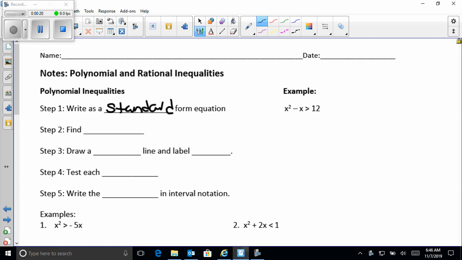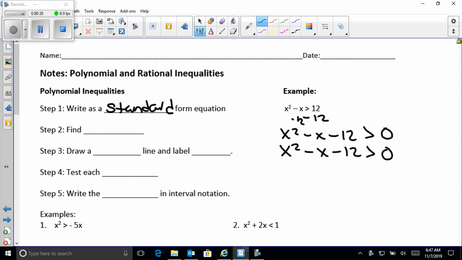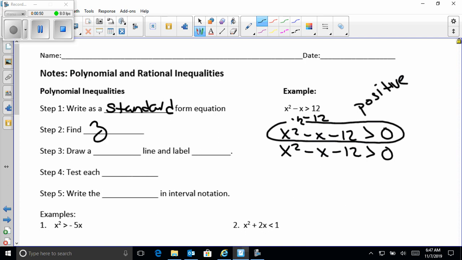So I'm going to work this problem at the same time. Minus 12. So we have x squared minus x minus 12 is greater than 0. Now, to work the problem out, I'm just going to think of it as an equation, but when I go to looking at the intervals, I am going to come back to this. It has to be greater than 0, or it has to be positive. So we'll be looking for things that are positive.